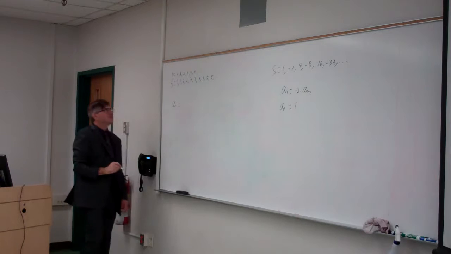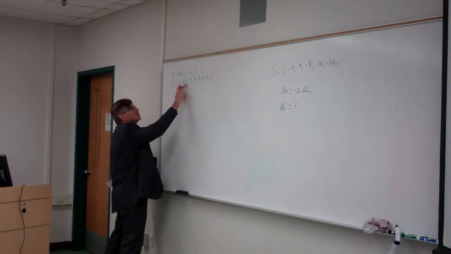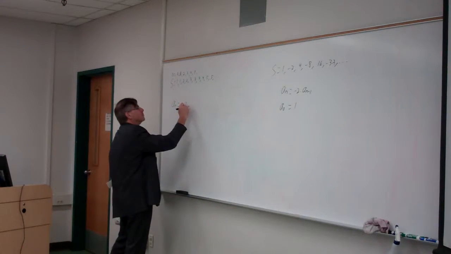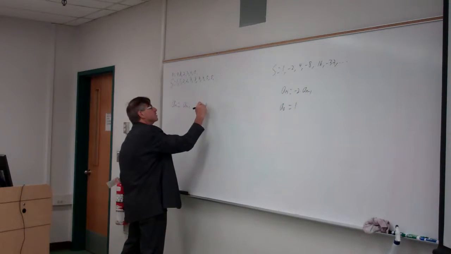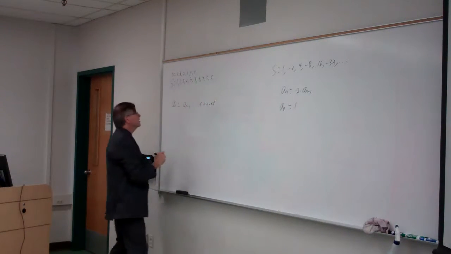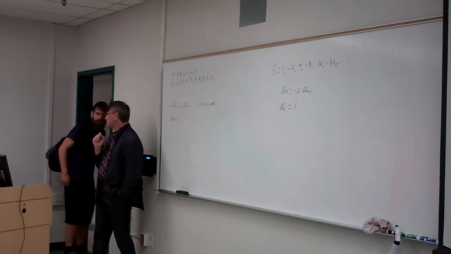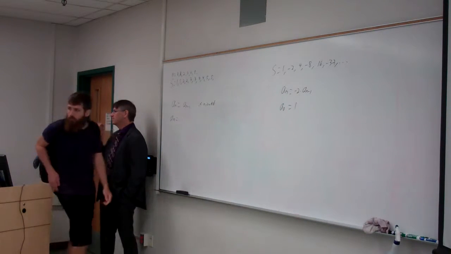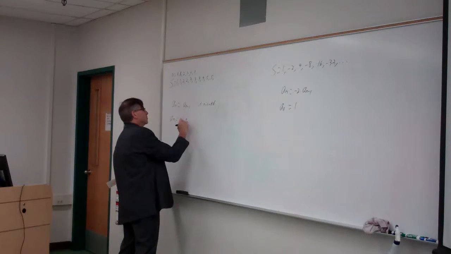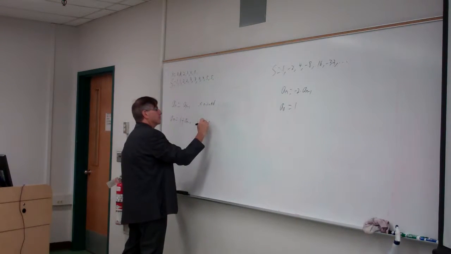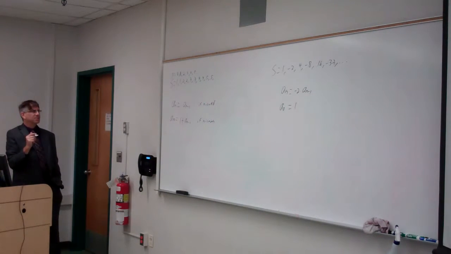So a sub n equals, if n is odd, it's just a sub n minus 1. Oh, yeah. If n is odd. If n is even, how can we describe a sub n? Is it a sub n minus 2? 1 plus a sub n minus 1. Yeah, we do it that way. And then initial conditions.